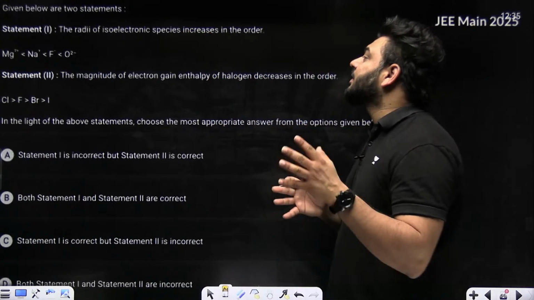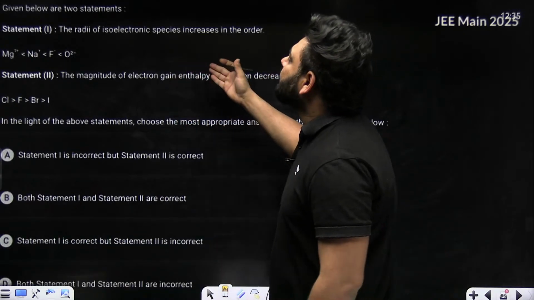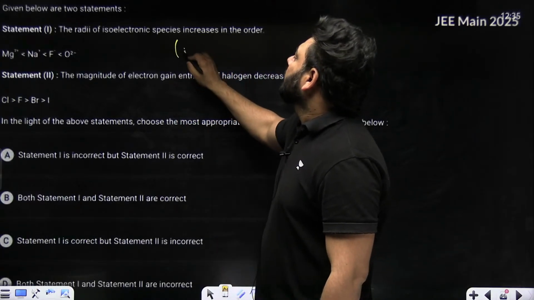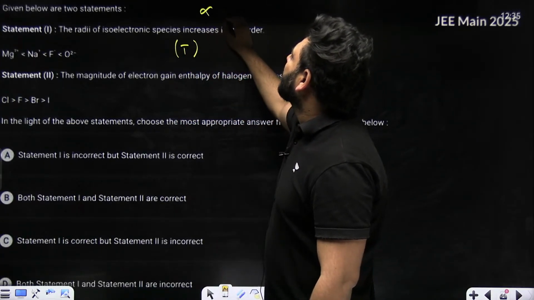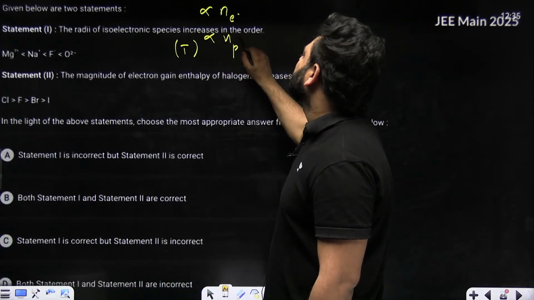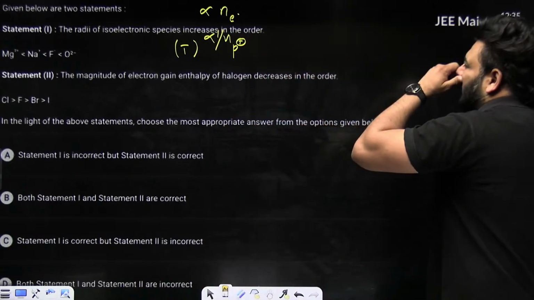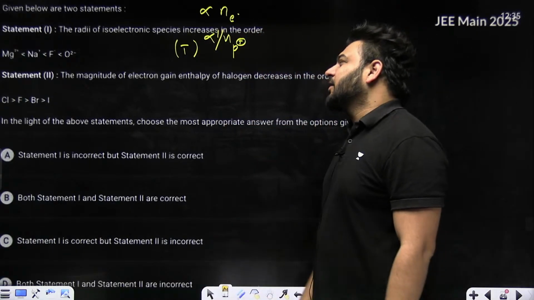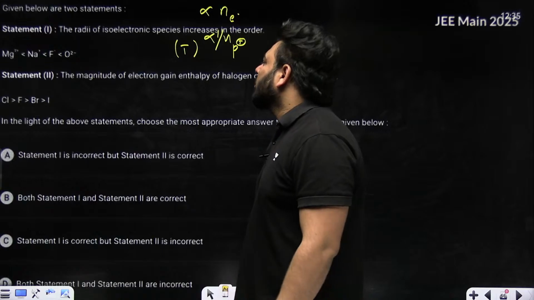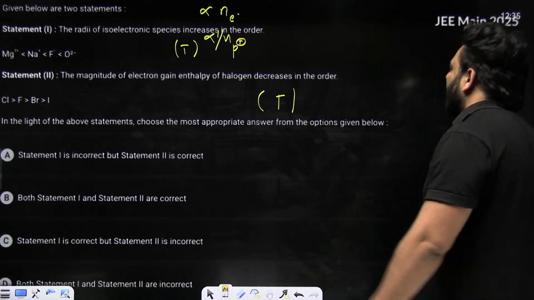Statement 1 says the radii of isoelectronic species are in this order. This is true because radius is directly proportional to the number of electrons and inversely proportional to the number of protons. If the number of electrons is the same in isoelectronic species, then the higher the number of protons, the lesser the radii. This is true.